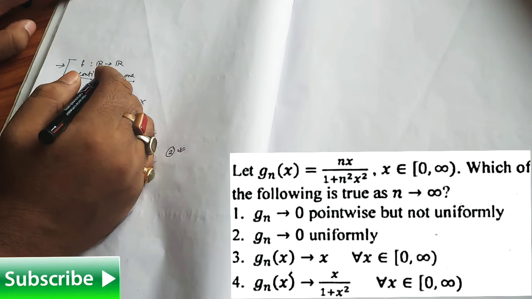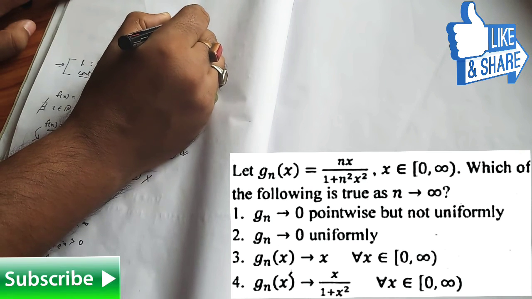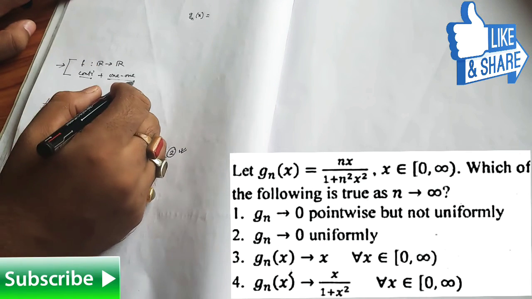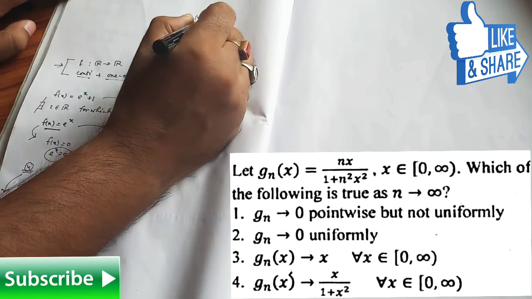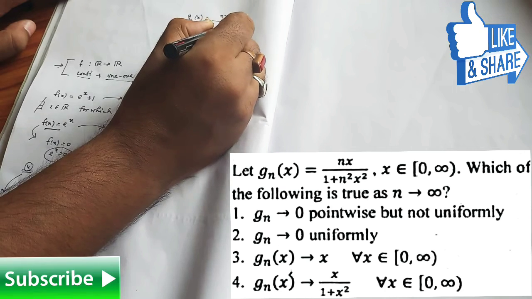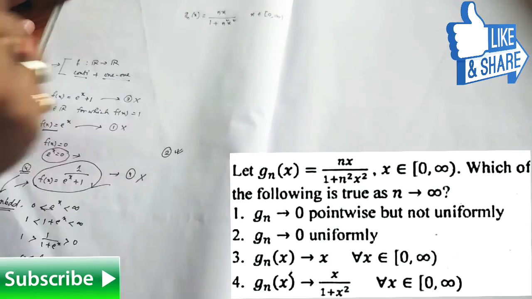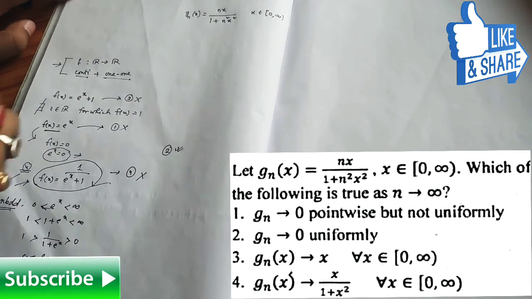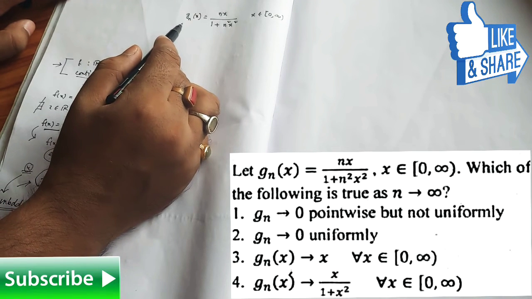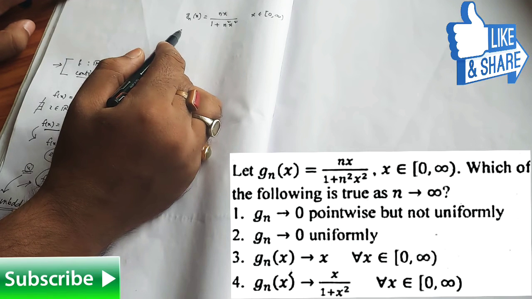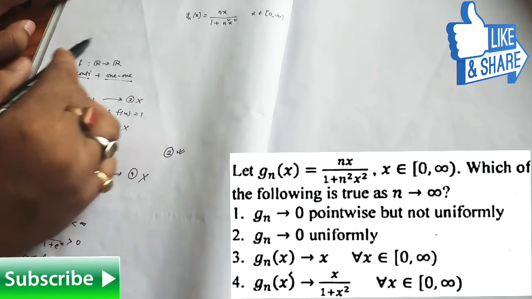Now come to the next problem, where a sequence of functions g_n(x) is given to you like this: n x by 1 plus n squared x squared, where x belongs to this range. This sequence of functions is given, and they are asking whether it is uniformly convergent or not, what will be its pointwise convergent limit, and all that.